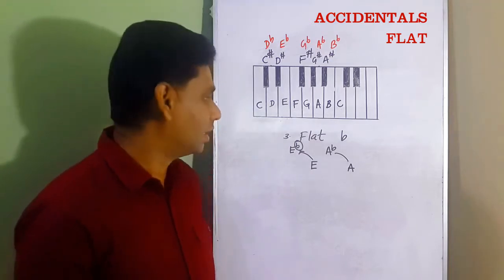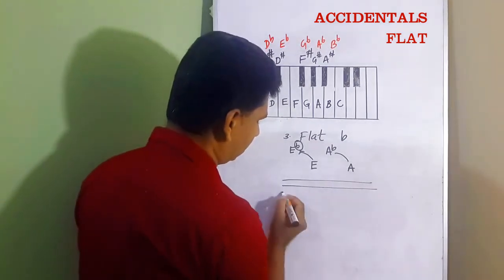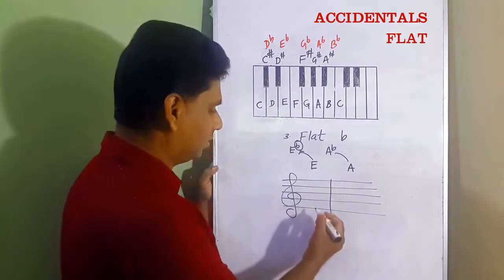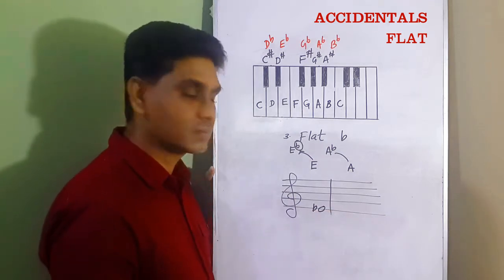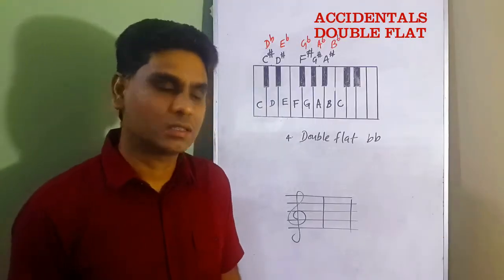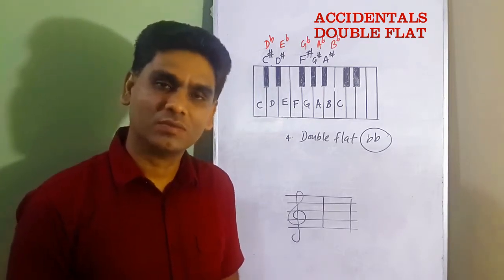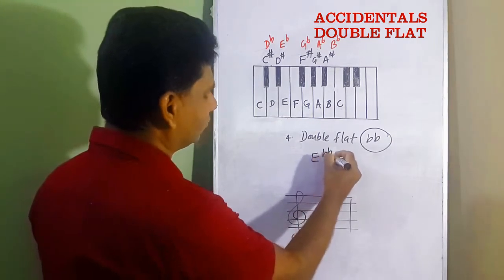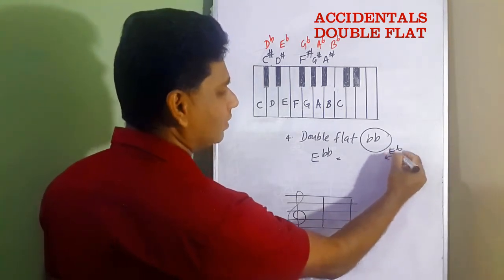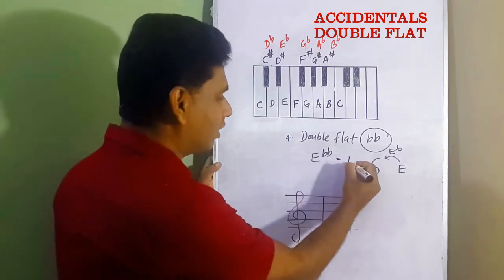Now let me show you how to indicate flats in a scale. The next accidental is double flat. We use the double flat symbol to show that a note has been lowered by two semitones. For example, E double flat. What does it mean? Lower one semitone, then it goes to E flat, then lower another semitone, then it goes to the note D. E double flat is equal to note D.